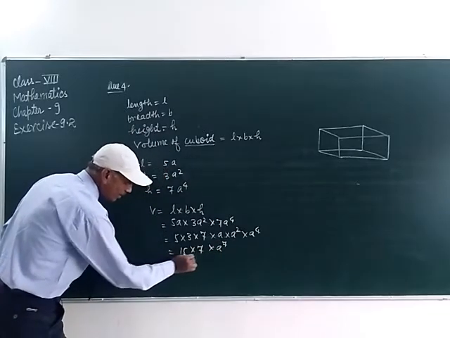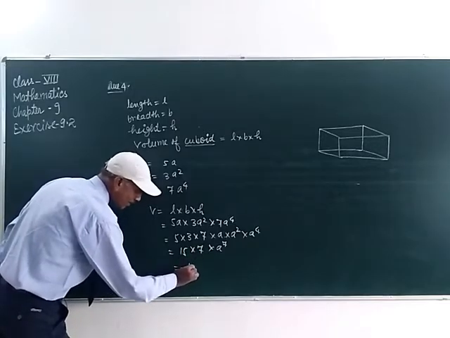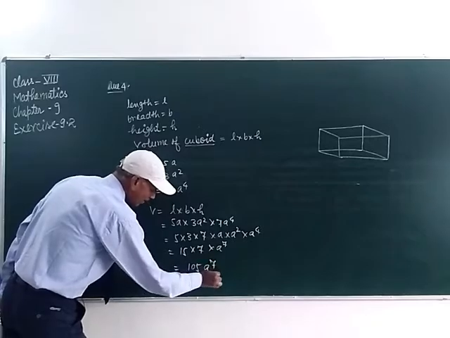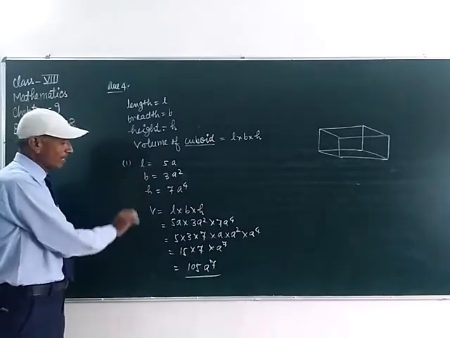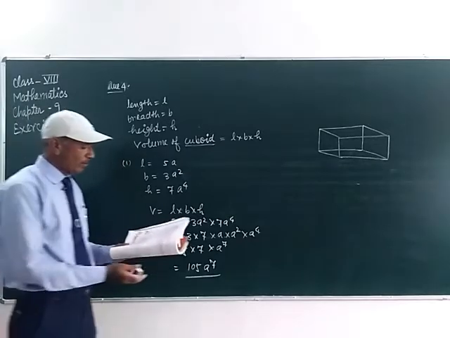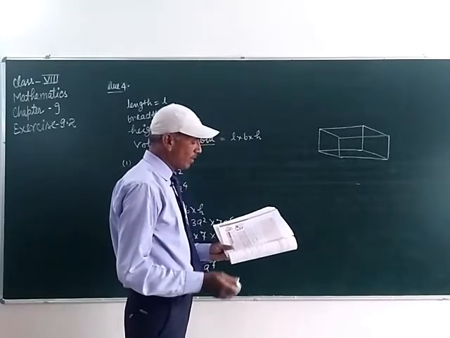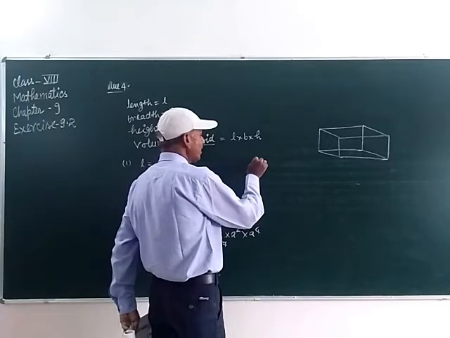Now here, student, 7 into 15 or 15 into 7, that is 105 a to the power 7. This will be the volume of the first part of the question, student. Now we are going to solve the third part of this question, student.